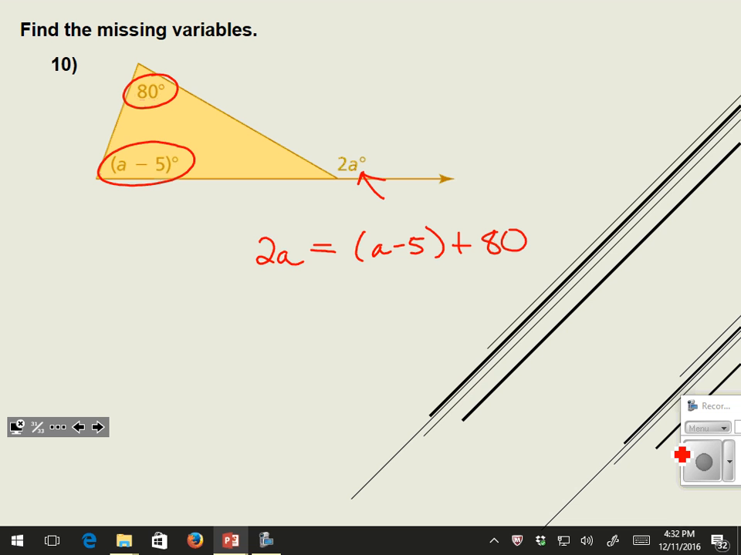How do I solve this? Well, I can simplify my right side of the equal sign. A minus 5 plus 80. Negative 5 plus 80 is 75. Now I have variables on both sides of the equal sign. So I'm going to subtract my smallest one, which is A. So I'm going to subtract A on the right side, subtract A on the left side. And therefore get A is equal to 75.